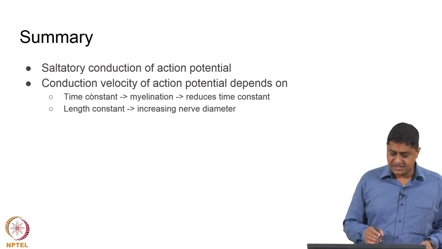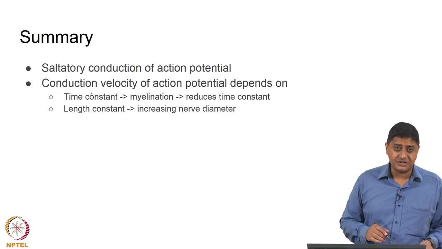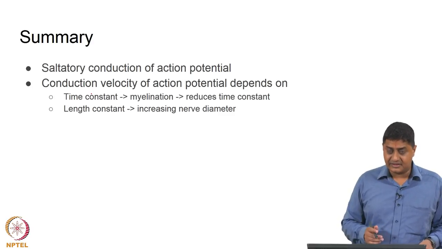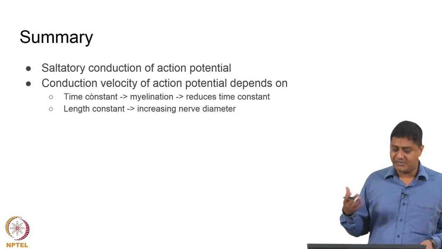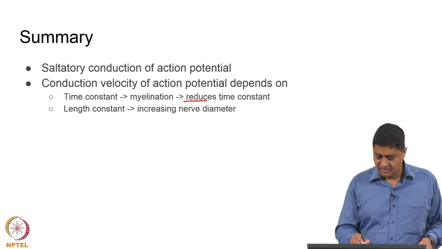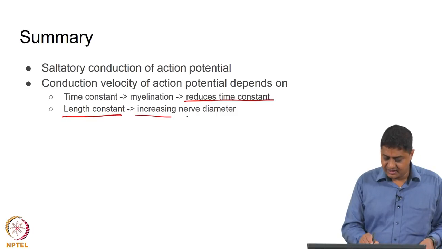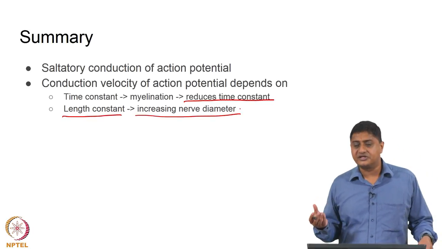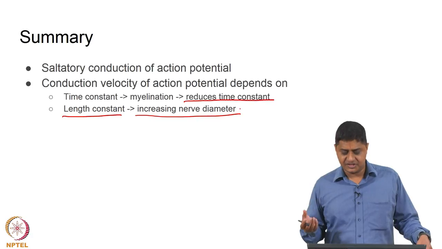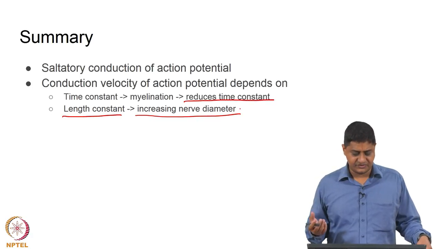The conduction velocity basically depends on time constant and length constant, and the time constant can be reduced by myelination. By essentially myelination reduces time constant, and the length constant is increased by increasing nerve diameter, but there are limitations as to how much you can increase the nerve diameter using this.